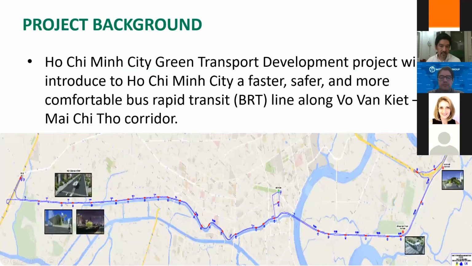So we were just discussing a bit earlier about a TOD and corridor, and this is mainly my case study regarding a bus rapid transit line and the relevant infrastructure along the corridor of the project that will introduce to Ho Chi Minh City a faster, safer, and more comfortable BRT line in the city, but also contribute to the urban renewal, environmental protection, and enhancement of quality of life of the city residents.